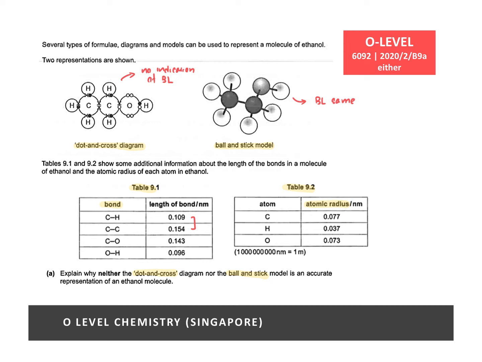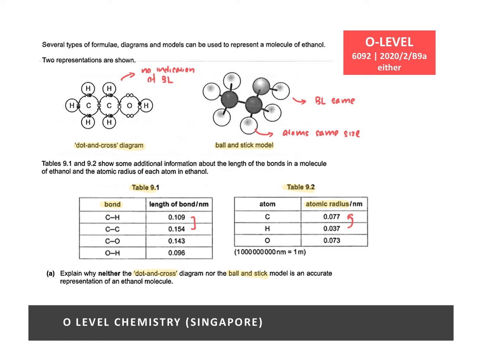But if we look at the ball and stick model, the size of the atoms are all represented to have the same atomic radius. So again, make reference to the table. You can say that from the table, we can see that hydrogen atom is very much smaller than carbon or oxygen atoms. However, in the ball and stick model, the hydrogen atoms are drawn to be of the same size as your carbon atom.